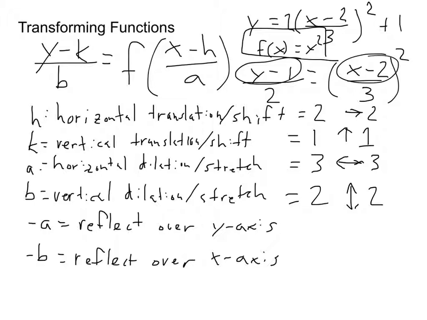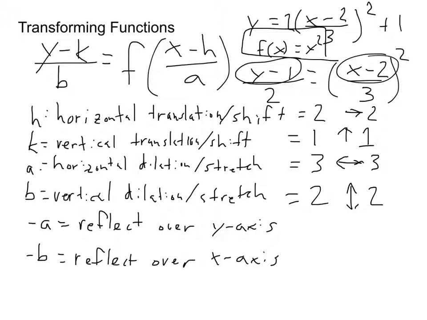Here's an extra piece. Notice also that a and b were both positive, so it does not have a reflection. So again, looking at this, this goes right 2, up 1, stretches by a factor of 3 horizontally, and stretches vertically by a factor of 2.